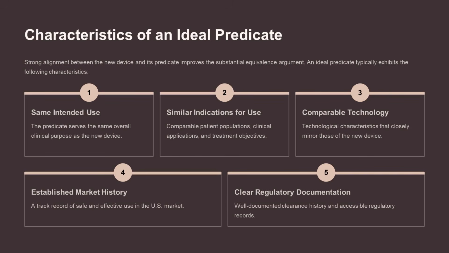An ideal predicate exhibits characteristics such as the same intended use, similar indications for use, and comparable technology. It should have an established market history and clear regulatory documentation. These traits ensure a strong equivalence argument in the submission process.